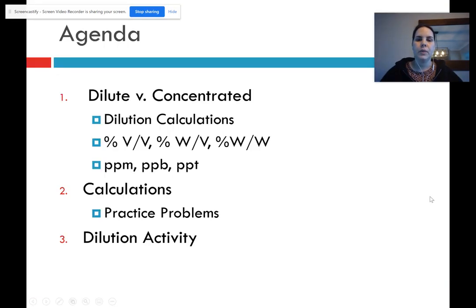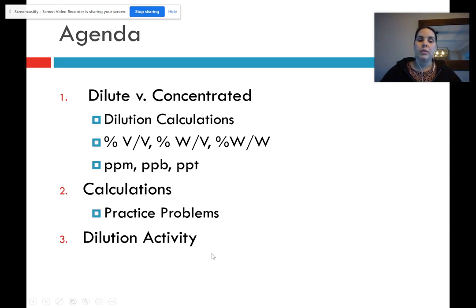Okay. So what we're going to talk about today is the difference between a dilute and a concentrated solution. We're going to learn some dilution calculations, including percent volume by volume, percent weight by volume, and percent weight by weight. And we'll finish up looking at the difference between parts per million, parts per billion, and parts per trillion. You guys took a look a little bit at this when we looked at our water contamination documentary last week. We're going to talk a little bit more about the math behind how that's calculated.